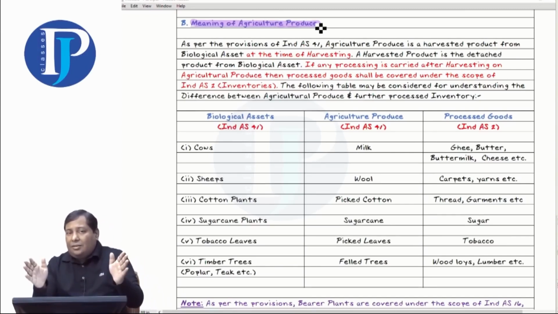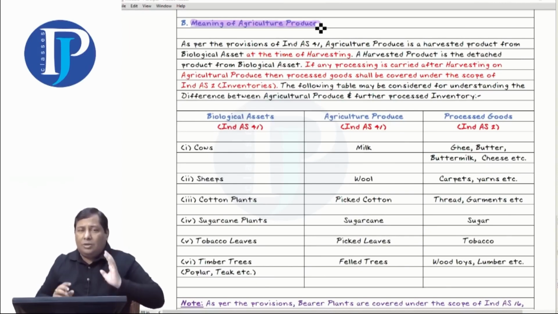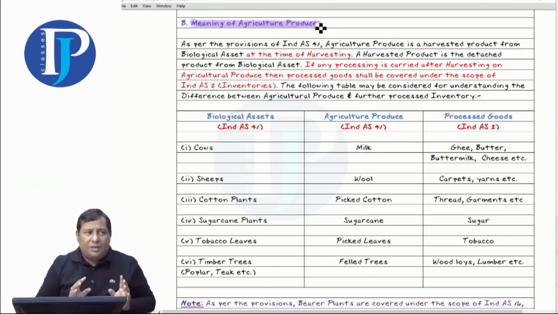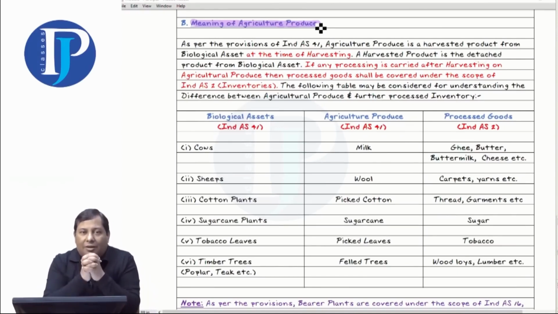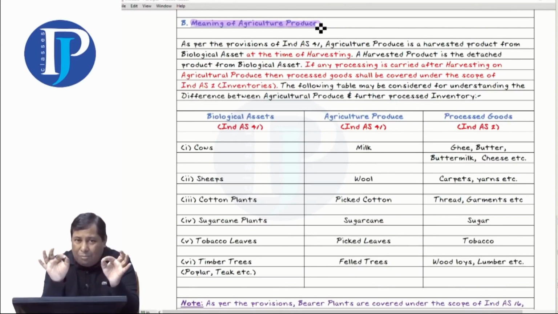To detach. For example, you took milk from the cow. Like we say, we have got the milk, and we call it hand milking. I hope you know this. You must be wondering why a CA is discussing all these farming things. Anyways, you got the milk. So, the milk you got is agricultural produce. The milk that you got from the cow is considered agricultural produce.